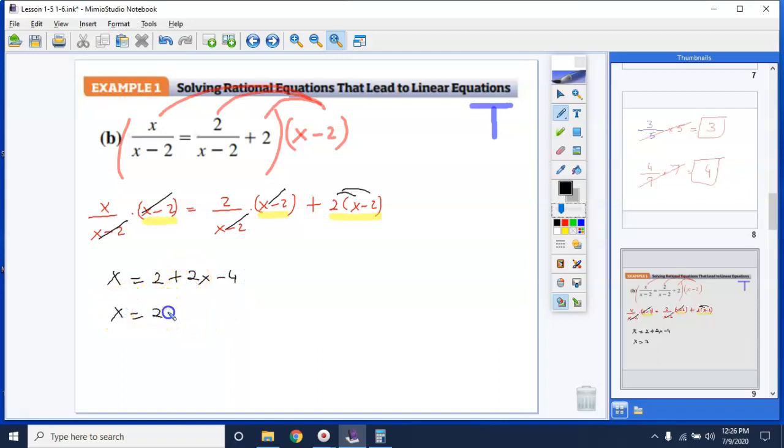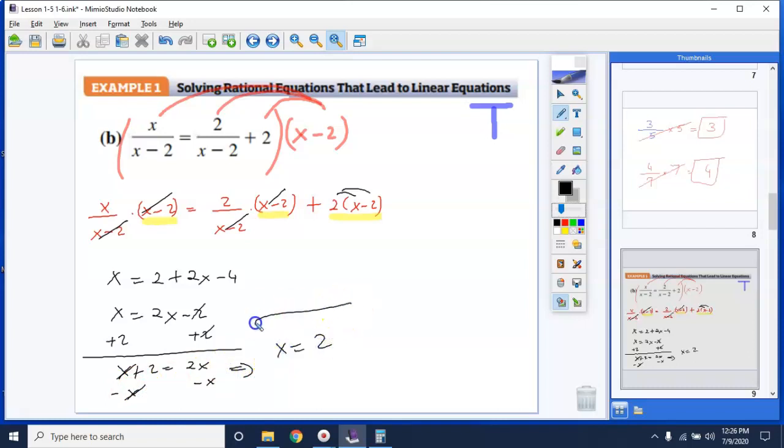So x equals 2x, 2 minus 4 is negative 2. Let's do it this way: add 2 to both sides. These two will cancel. x plus 2 equals 2x. If I subtract x from both sides, I'm going to see that x equals 2. So if we solve, that's what we got.